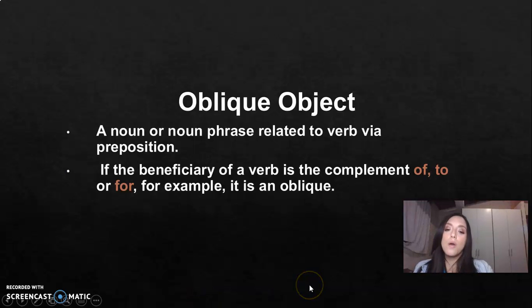Now, the oblique object, also known as the object of a preposition. This one is a noun or a noun phrase related to a verb by a preposition. If the beneficiary of a verb is the complement of to or for, for example, it is an oblique. Now let's see some examples.